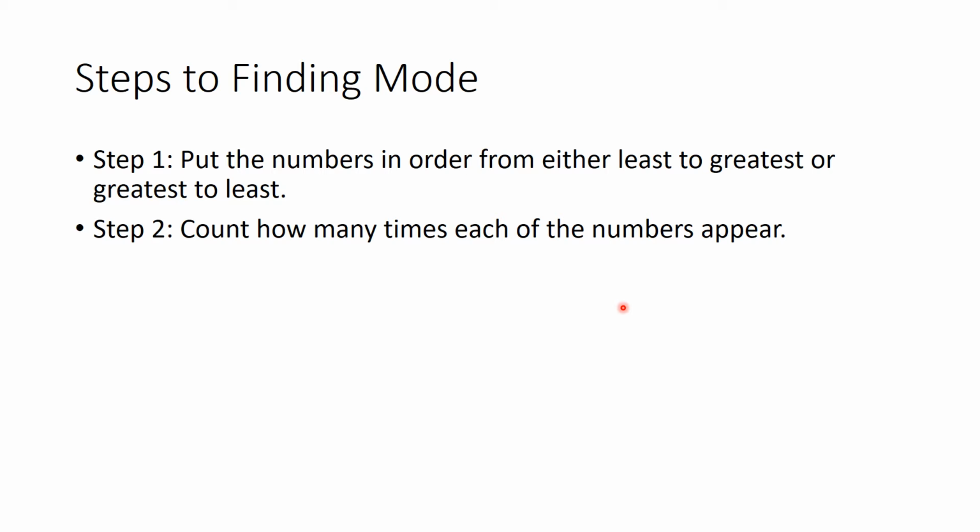Alright, so here are the steps to finding mode. Finding mode is pretty simple once you know how to do it. So the first step is to put the numbers in order from least to greatest or greatest to least. Honestly, I don't think it matters if you order them from least to greatest or greatest to least. The reason why we are ordering them is so we can find the mode quicker. So it honestly doesn't matter which way you go about that. And then after that, step 2 is to count how many times each of the numbers appear.